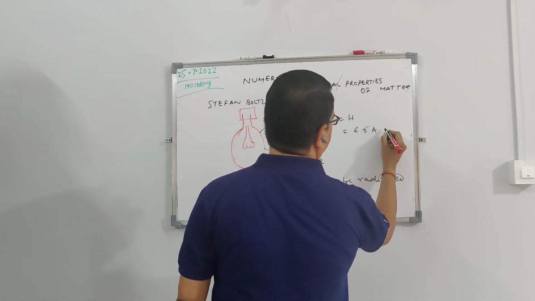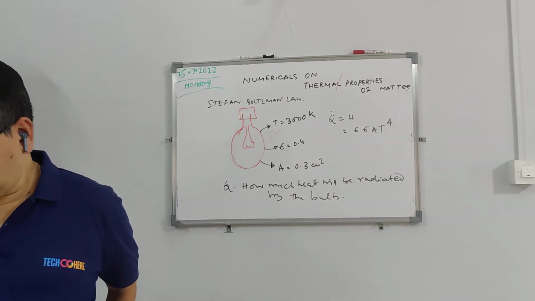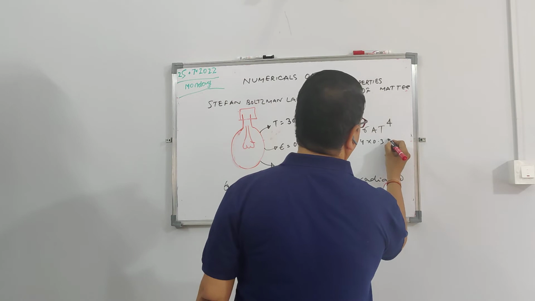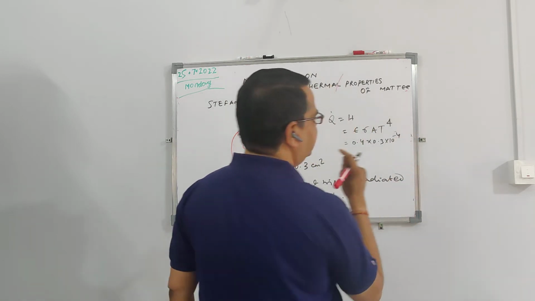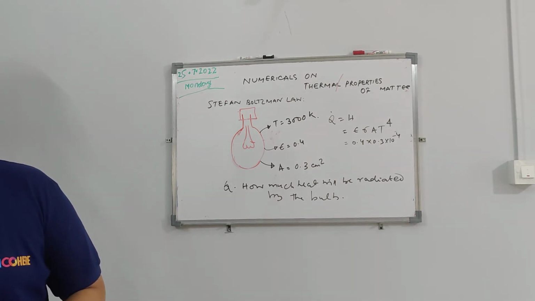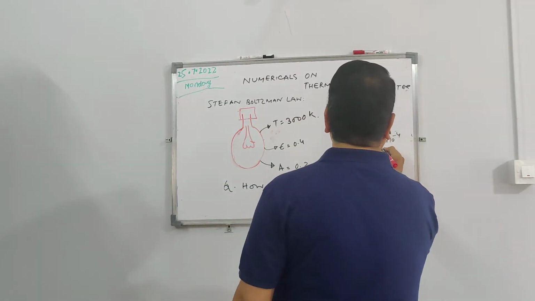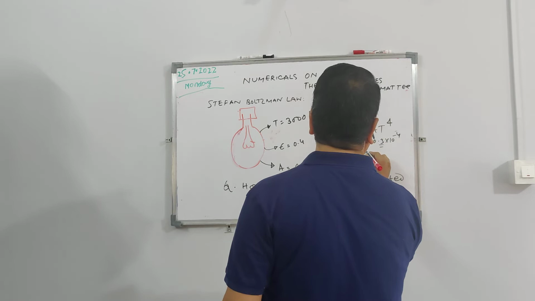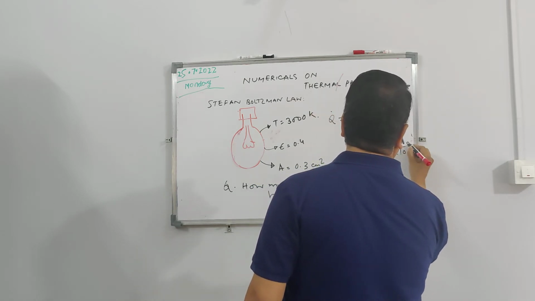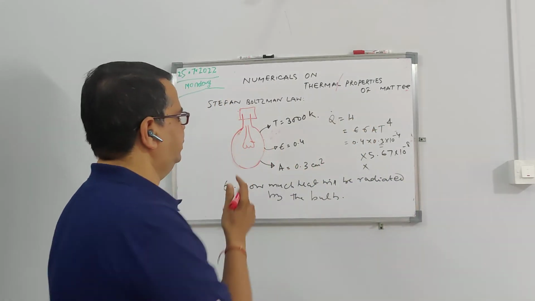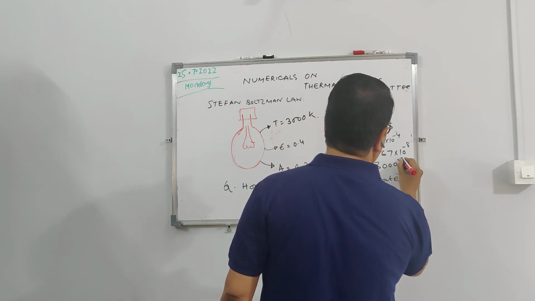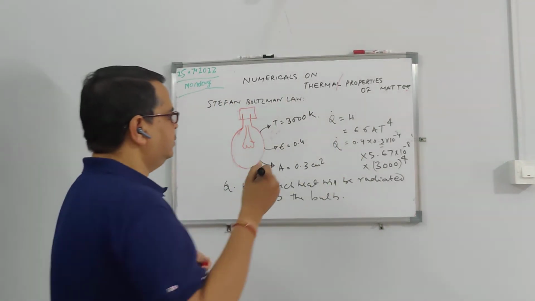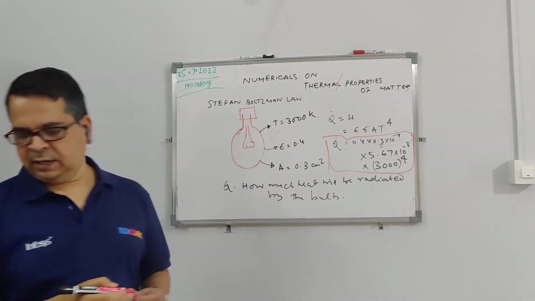That is E sigma A T to the power 4. So this will be 0.4, into the area 0.3 into 10 to the power minus 4 meter square, because you are converting centimeter square into meter square. Then your emissivity is 0.4, then sigma, 5.67 into 10 to the power minus 8, and then your temperature, 3000 Kelvin, to the power 4. That is your heat flow rate, which will be in watt. By solving this equation, you will get how much heat is being radiated.